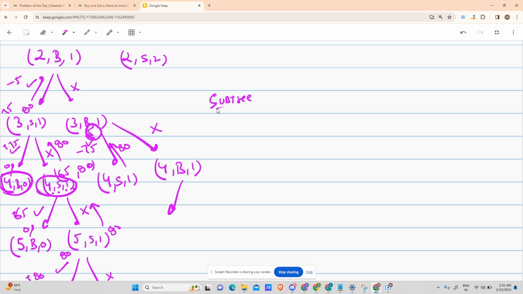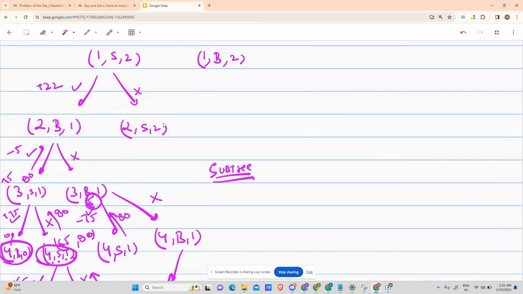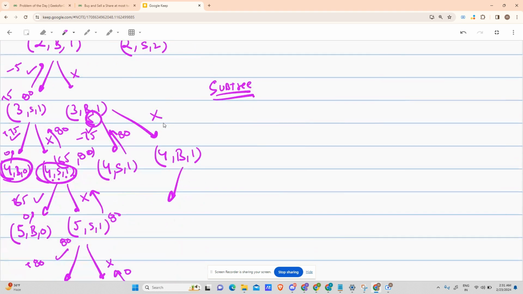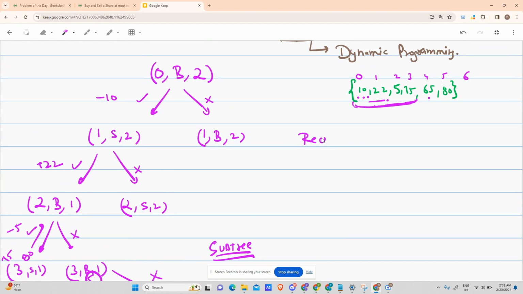I'm not enlarging it because it will become very lengthy, and I hope you are understanding my point of view. The homework for you is to enlarge the whole subtree, because that will make you understand what is actually happening. Okay, so we also visualize that overlapping subcase was also there, right? So we have to do the recursion and then change it to DP for better optimization.